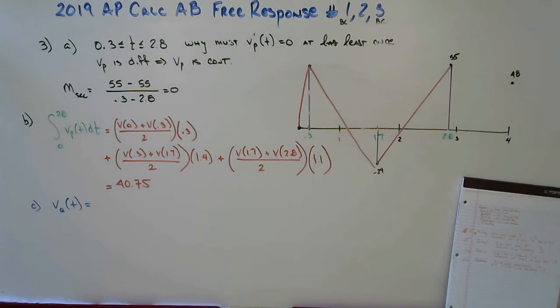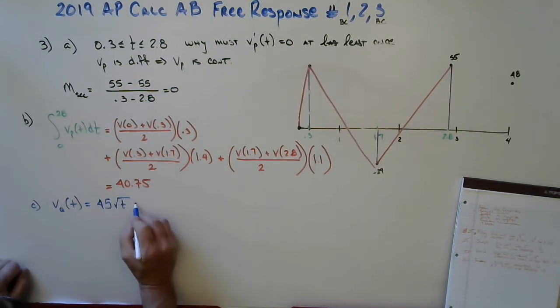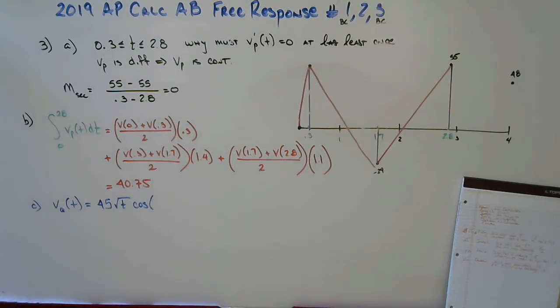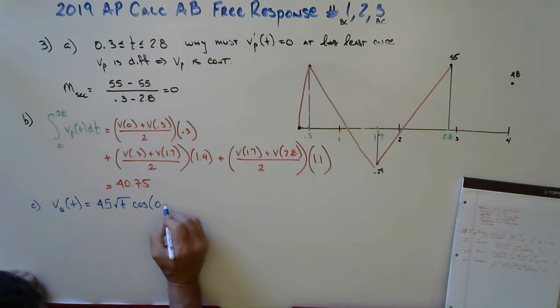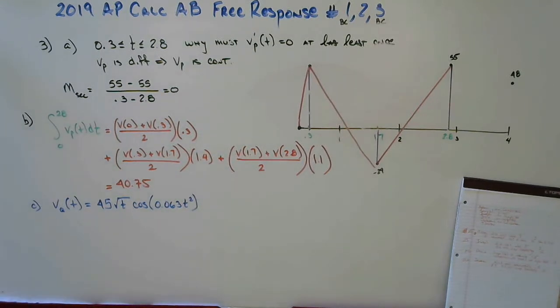It's 45 root t times the cosine, thank goodness this is a calculator problem, of 0.063 t squared, in meters per hour. Find the time interval during which the velocity of particle Q is at least 60 meters per hour, and find the distance traveled by particle Q during the interval when the velocity is at least 60 meters per hour.